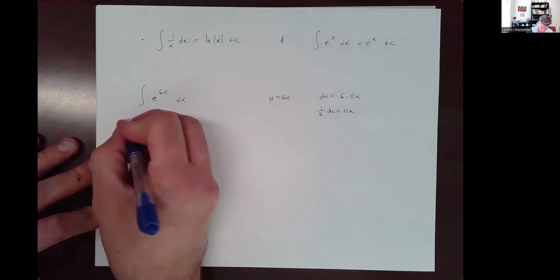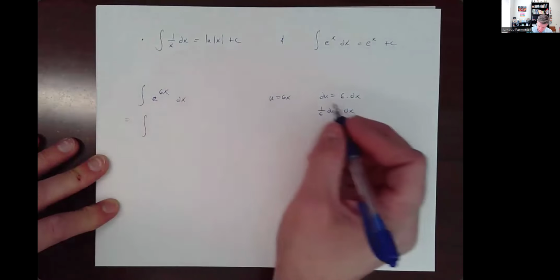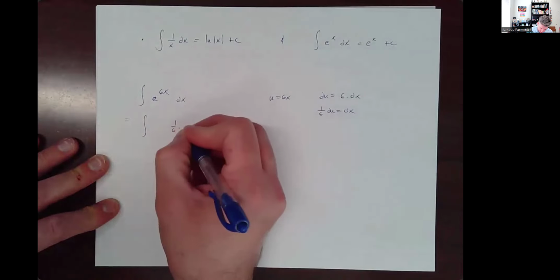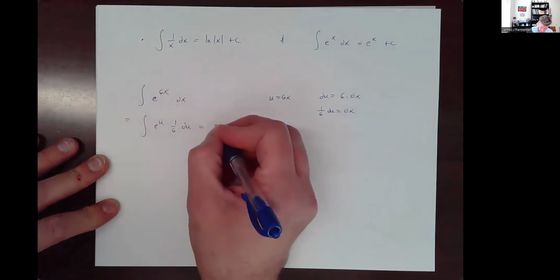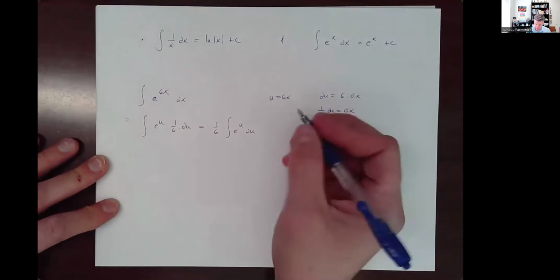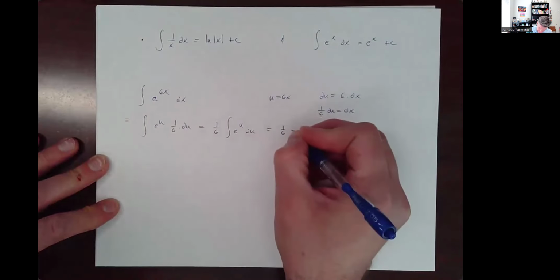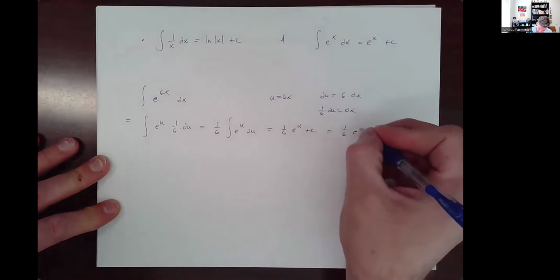We could rewrite this as the integral of, let's do dx at first. dx becomes 1/6 du, and then e to the 6x is e to the u. Pull out the constant multiple if you like. And then the antiderivative of e to the u is e to the u, which is going to be 1/6 e to the 6x.